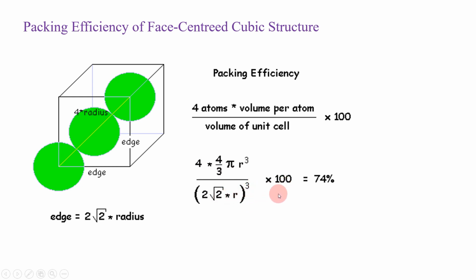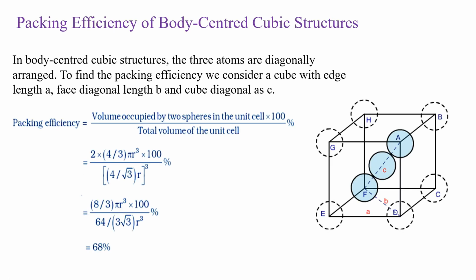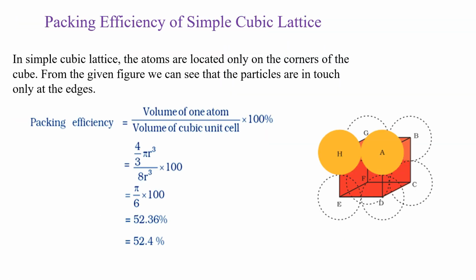Into 100. If you calculate all this relation, the 2 root 2 value we have taken is from here, because the edge is 2 root 2 times the radius r, multiplied by 100. Having calculated the packing efficiency of the face centered cubic structure, we are left with 74%.